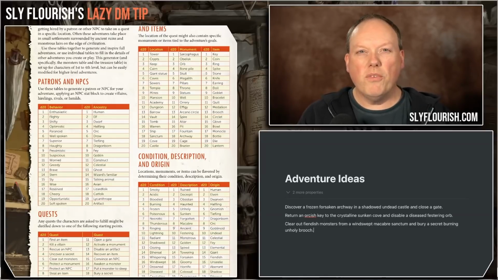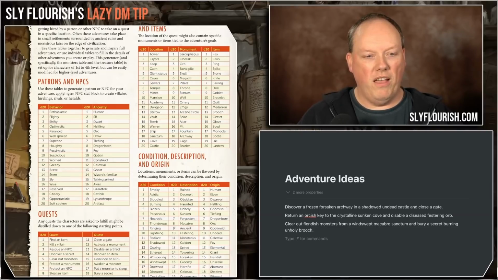So one other thing we can do is we can add rivals to our quest using the same thing. So think about these 3 locations. Let's start with the first one, the frozen, forsaken archway in a shadowed undead castle that we're trying to close a gate. Well, who else is there? So in this case, we can use the patron and NPC table to come up with some rivals. So we're going to start with, we roll a 10. Suspicious construct. There is a suspicious construct there.